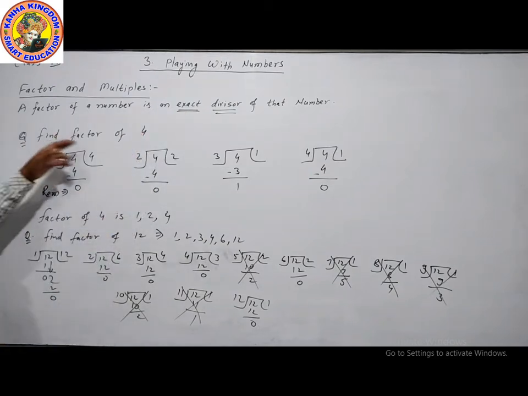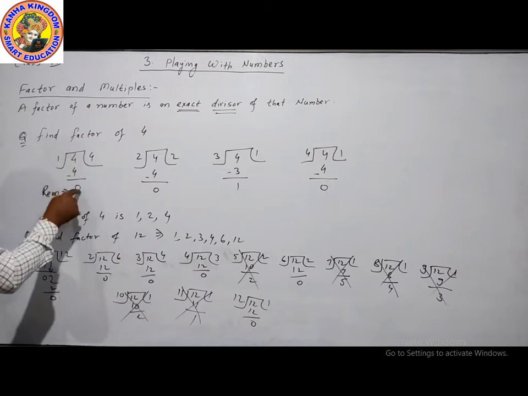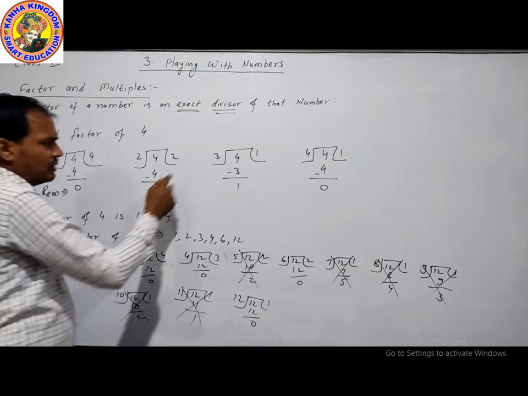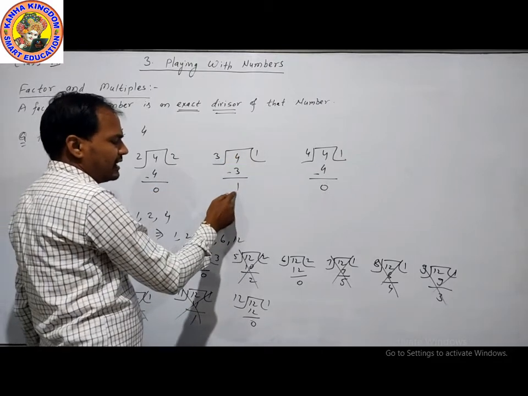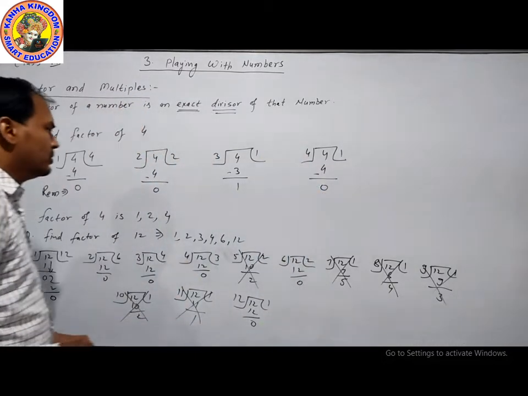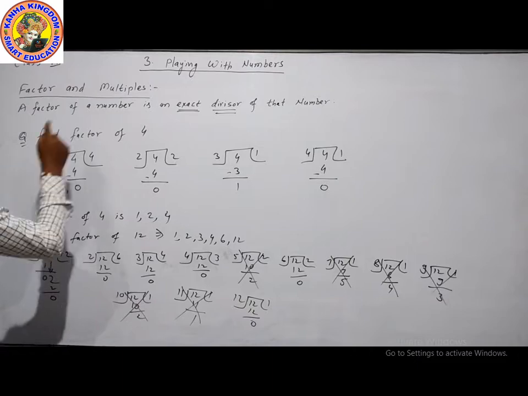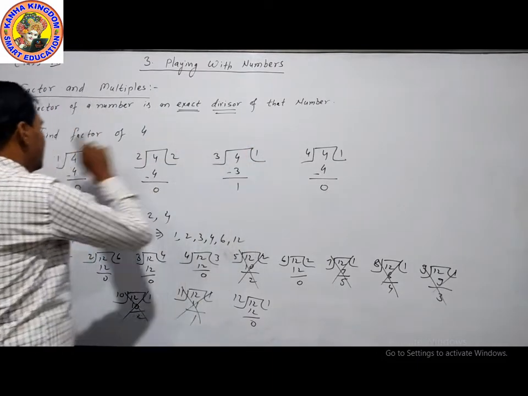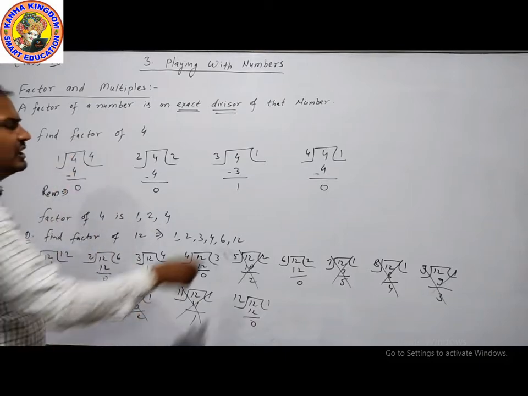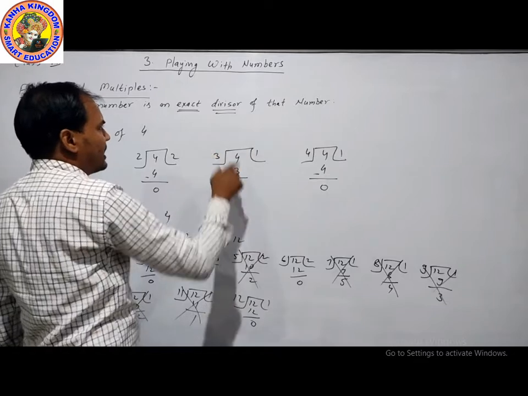For example, find the factors of 4. Now we will divide by 1, remainder is 0. By dividing by 2, remainder is 0. By dividing by 3, remainder is 1. By dividing by 4, remainder is 0. So take the divisors where the remainder is 0: 1, 2 and 4. So 1, 2 and 4 are our factors. 3 is not our factor because it did not exactly divide.